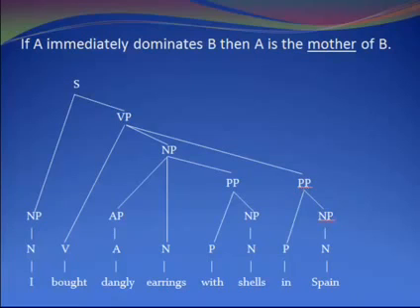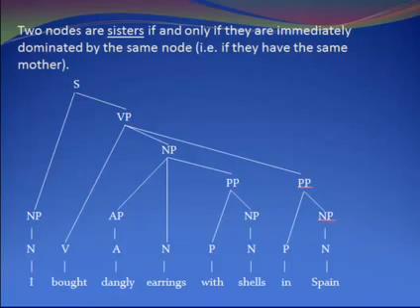Okay, now, if you can talk about mothers and daughters, then of course you can talk about sisters. And we can say that two nodes are sisters if and only if they are immediately dominated by the same node. In other words, if they have the same mother. So in this tree, how many sisters does the adjective phrase dangly have? Well, the mother is the NP, dangly earrings with shells. So the N earrings is one sister, and the PP with shells is another sister.